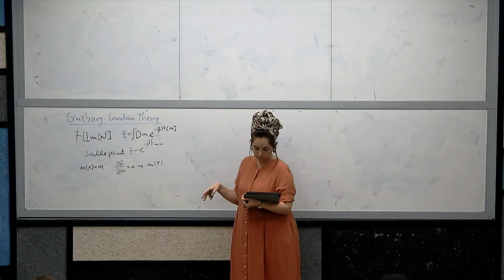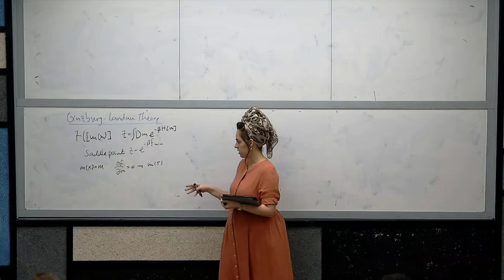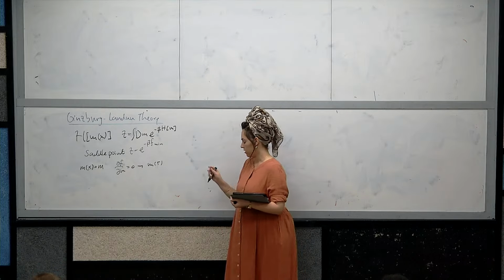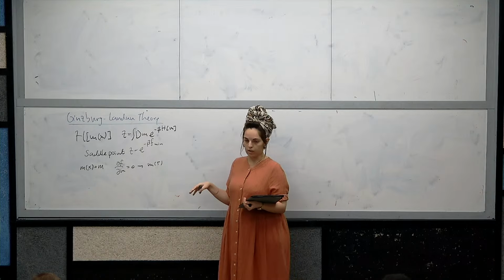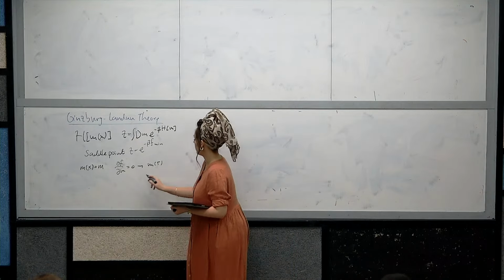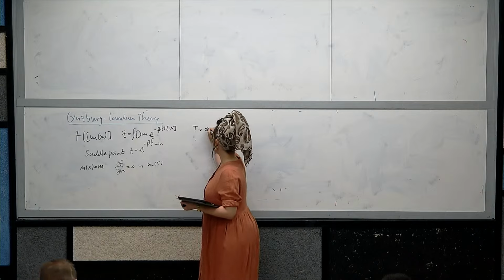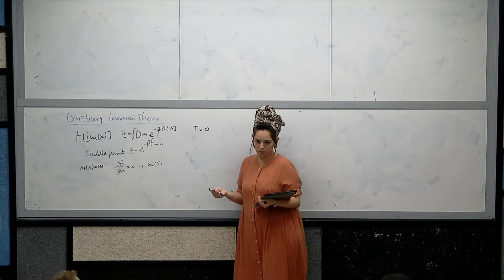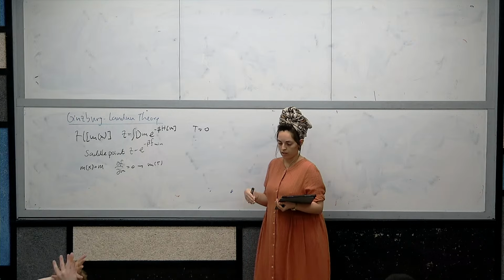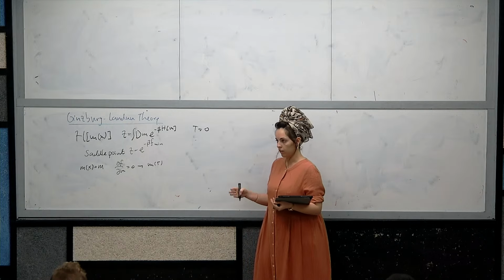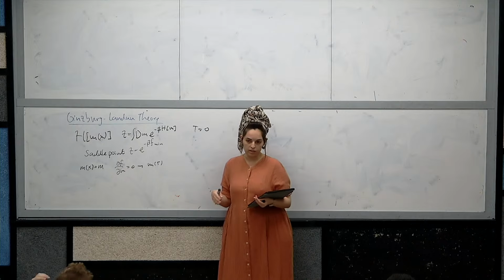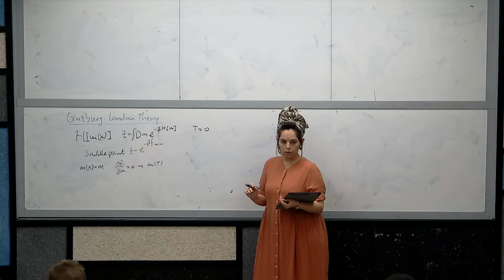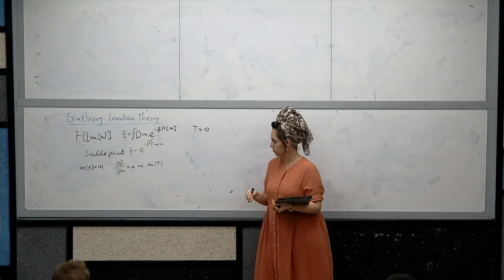So actually, this picture is accurate at T equals 0. But when T is finite, there are fluctuations which may have no effect or a major effect on the physics. So we have to also take them into account. Okay.